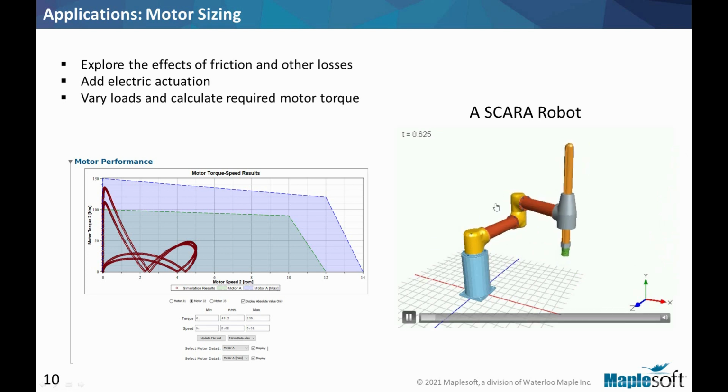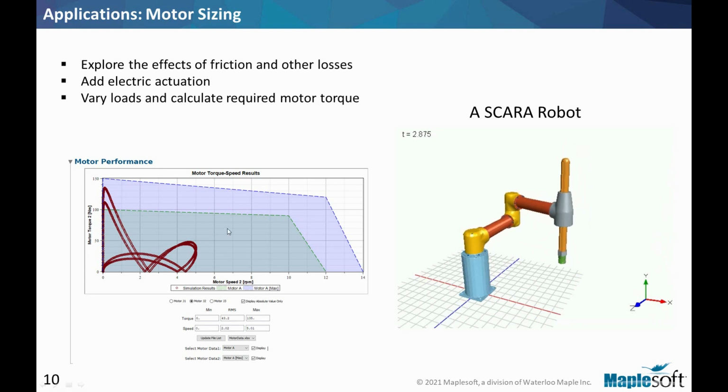In this case of the Scutter robot, the customized app gets the motor torque values and plots it on top of the torque speed curve. We are going to see an example of a customized app later on when we are reviewing some examples in MapleSim.